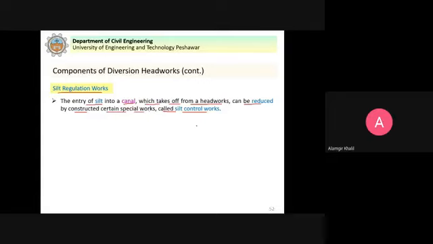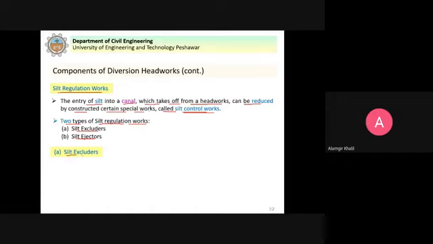So the entry of silt into a canal which takes off from the headworks can be reduced by certain special works. These are known as silt control works. So we have basically two types of silt regulation works. We have silt excluders, which you just saw in the previous slide in the video, and we have silt ejectors.